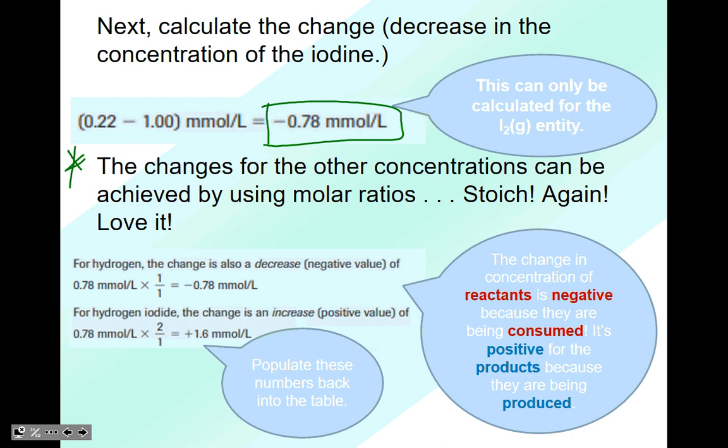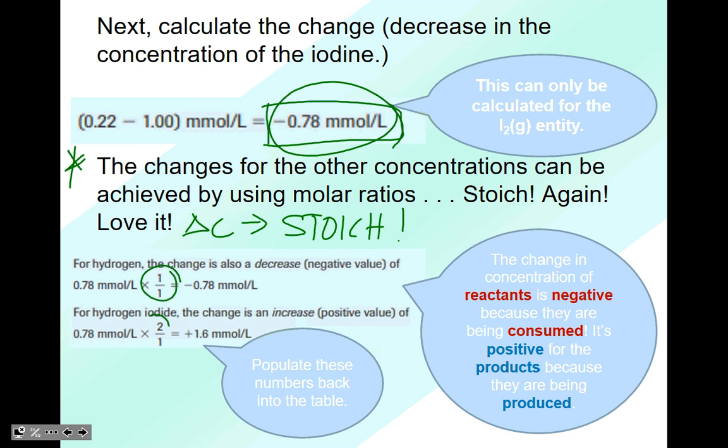Stoich again, I love it. When you're talking about change in concentrations, that's the only place you can use stoich. So once I have one of them, I can definitely use my molar ratios to find the rest. For example, for hydrogen, the change is also a decrease, a negative value, because you are decreasing your reactants. Your reactants are going down, pardon me, and your products are going to go up. So for hydrogen iodide, the change is an increase, a positive value.